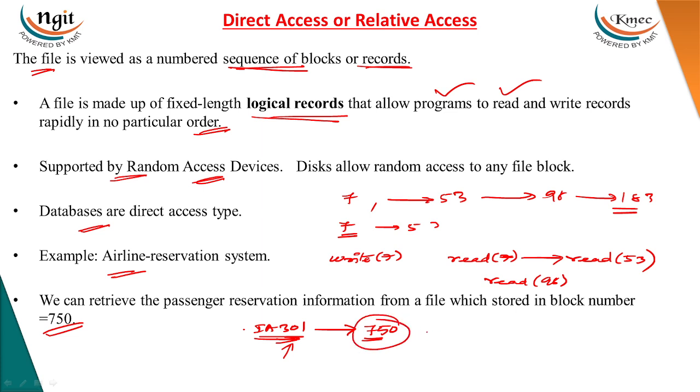So we don't need to go from 0, 1, 2, we can directly access the information of block 750. If some passenger has booked a ticket, we need to store the information there. If anyone wants to access the status information after booking, we need to store it directly on block number 750.